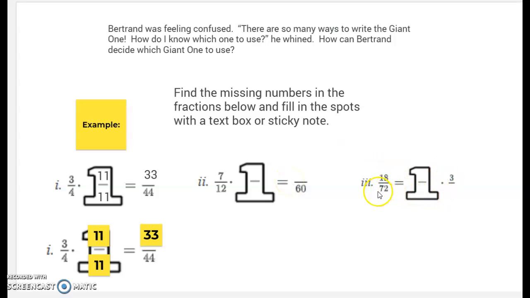Here it's kind of the opposite. We have 18 over 72. And then over here we have to figure out what we're going to multiply to get that as our answer. So you might want to do a little bit of division. 18 divided by what is going to get me 3?